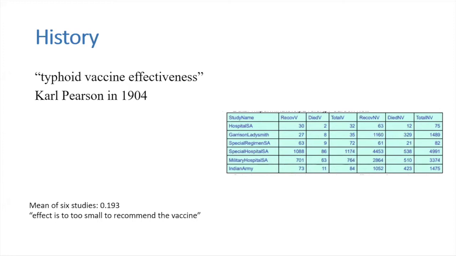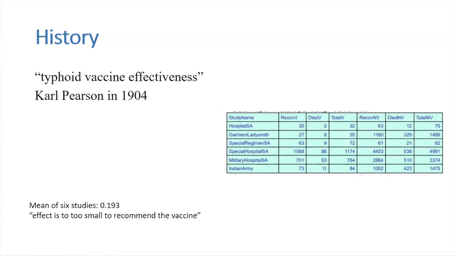So now let's move on to forest plot. And note how forest is with a small f, because it's not a name. Here's the history. The first recorded analysis from multiple data was done by Karl Pearson in 1904. A vaccine against typhoid was being marketed and was being sold to the British Army. And the British Army said, right, before we buy it, let us find out whether it works. And they tested this in six of their various stations where the British Army was stationed. And when Karl Pearson analyzed the data, he came up with the finding that the effect is too small to recommend the vaccine. So the British Army did not buy the typhoid vaccine based on this analysis.